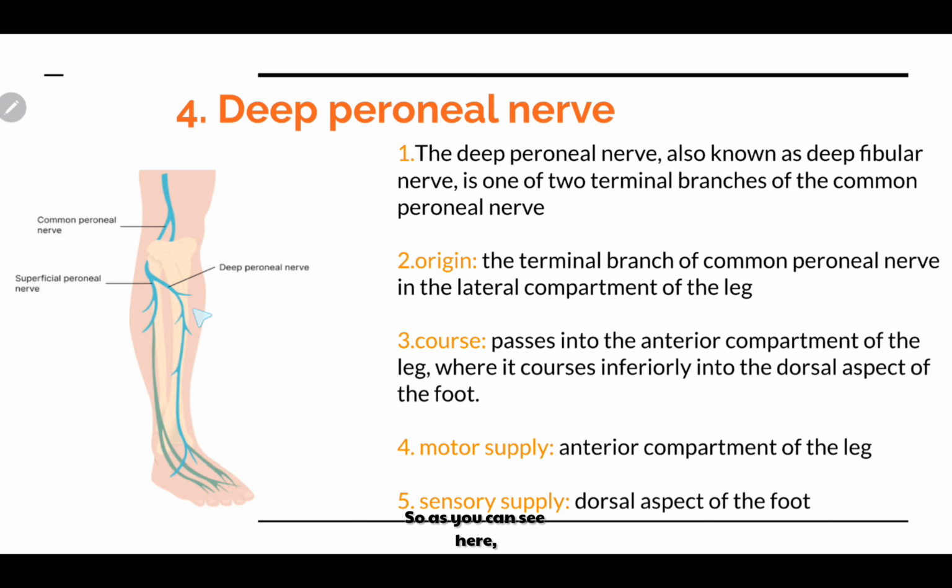So as you can see here, it passes through the anterior compartment of leg and then it passes to the dorsal aspect of foot. Okay, so this is the course of deep peroneal nerve. Now the motor supply. So this deep peroneal nerve provides both motor supply and sensory supply. Okay, so the motor supply is provided to the anterior compartment of leg and the sensory supply is provided to the dorsal aspect of foot.